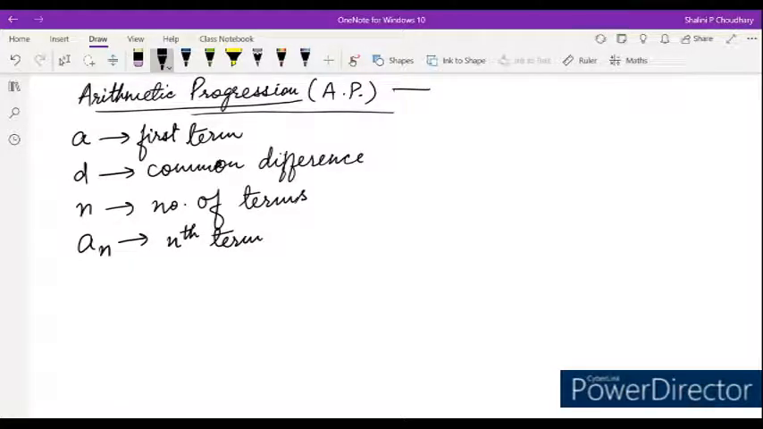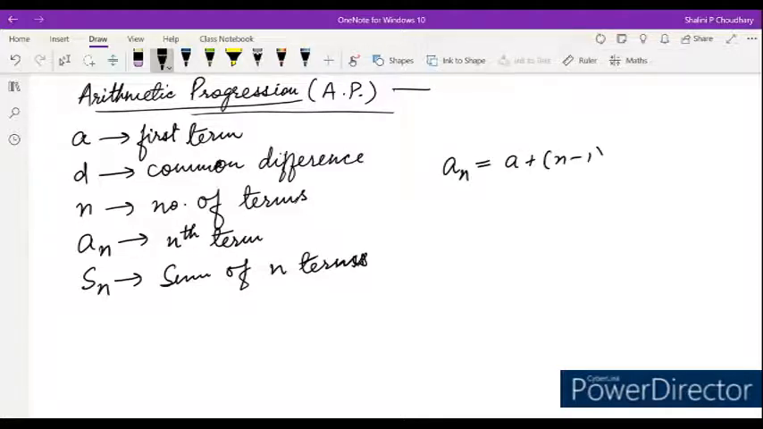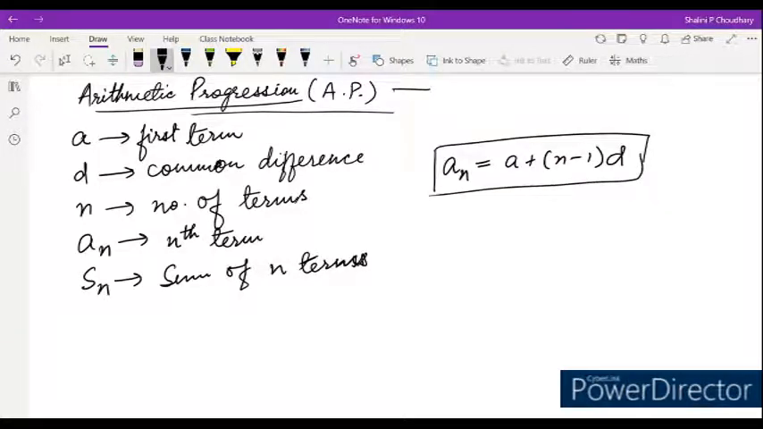Now we have to find out the sum. Sn will be the sum of n terms, right? Now what are the formulas we discussed in our last class? We have to find an, the nth term, which will be a plus (n minus 1) into d. This is the formula for the nth term; any term we can find. And Sn will be equal to n upon 2 times (first term plus nth term).